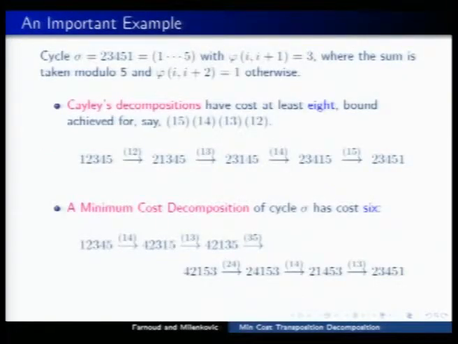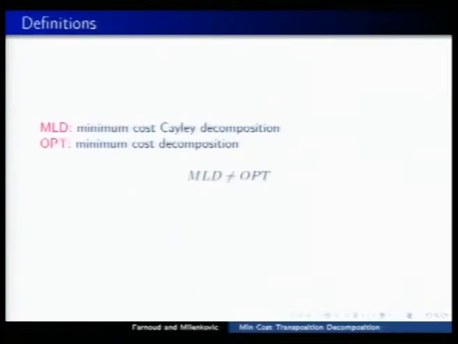So this one, in the first case, is a short decomposition. The minimum cost short decomposition, for no apparent reason, we call MLD, and then the minimum cost is called the optimum. Well, there is a reason, it's just not seen here.